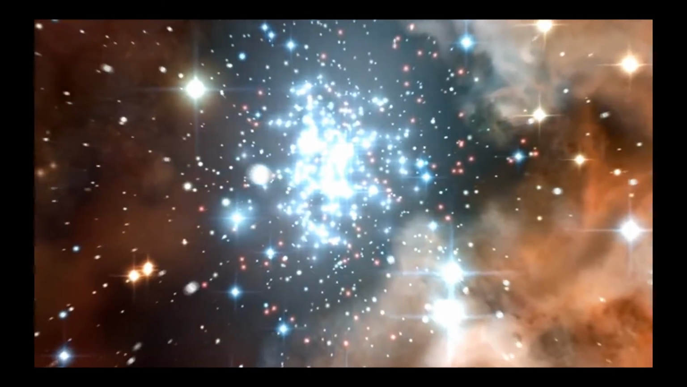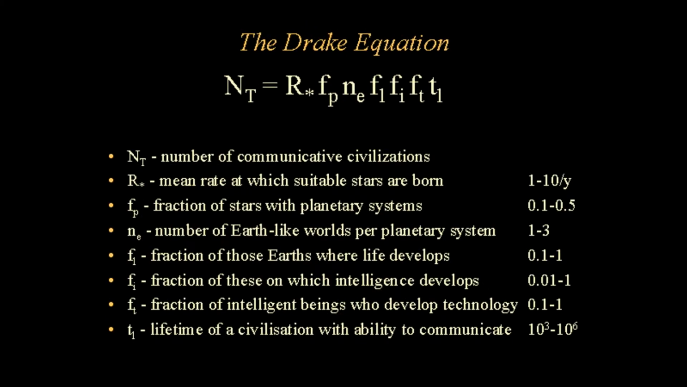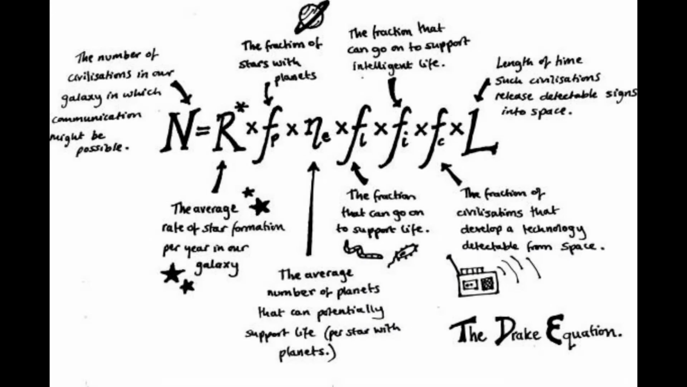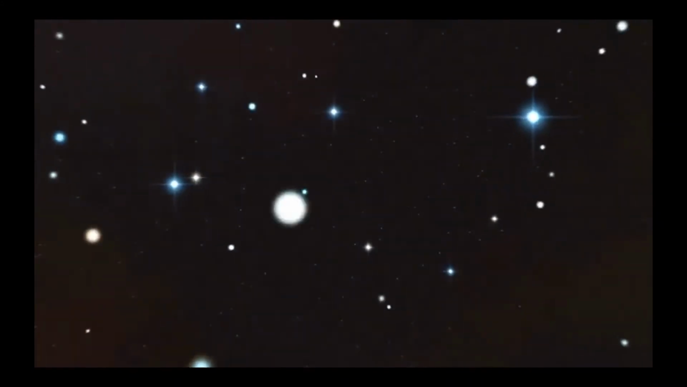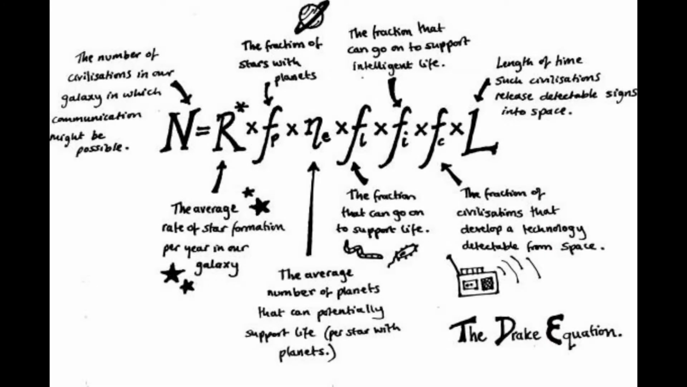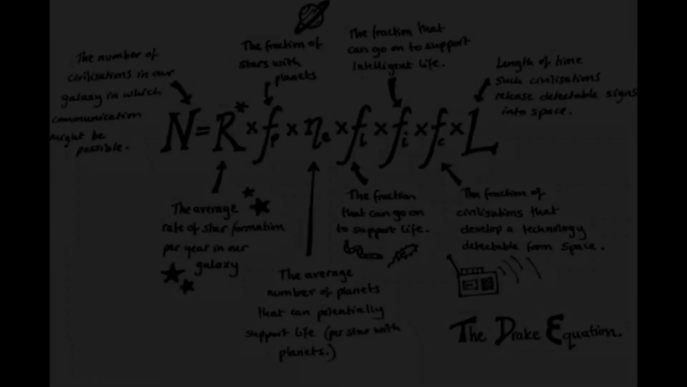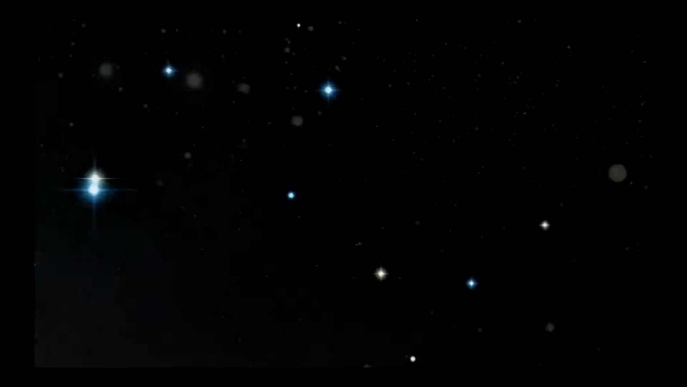Let's take a look at the equation. The Drake equation states that N equals R times fp times ne times fl times fi times fc times L, where N equals the number of civilizations in our galaxy with which communication might be possible, and R* equals the average rate of star formation per year in our galaxy. fp equals the fraction of those stars that have planets. ne equals the average number of planets that can potentially support life per star that has planets.